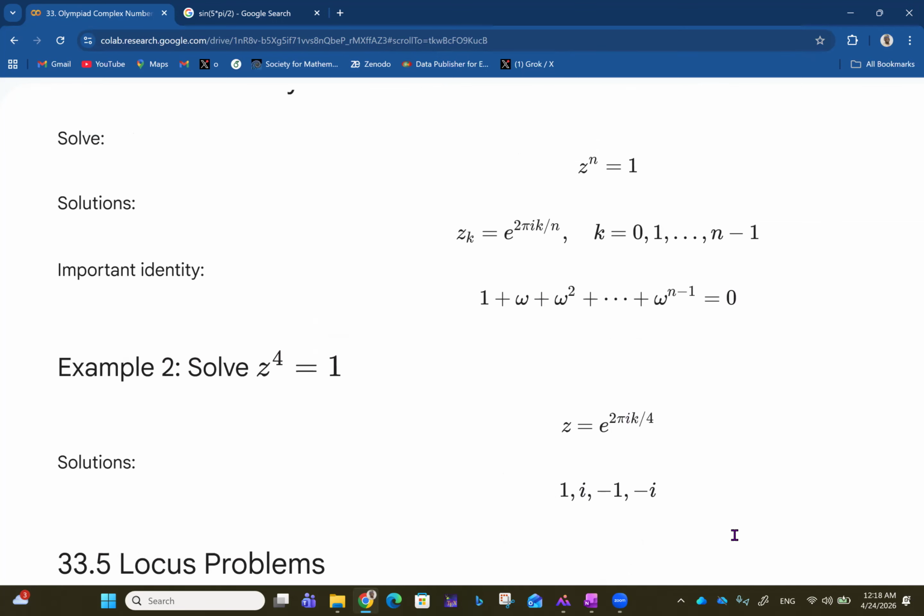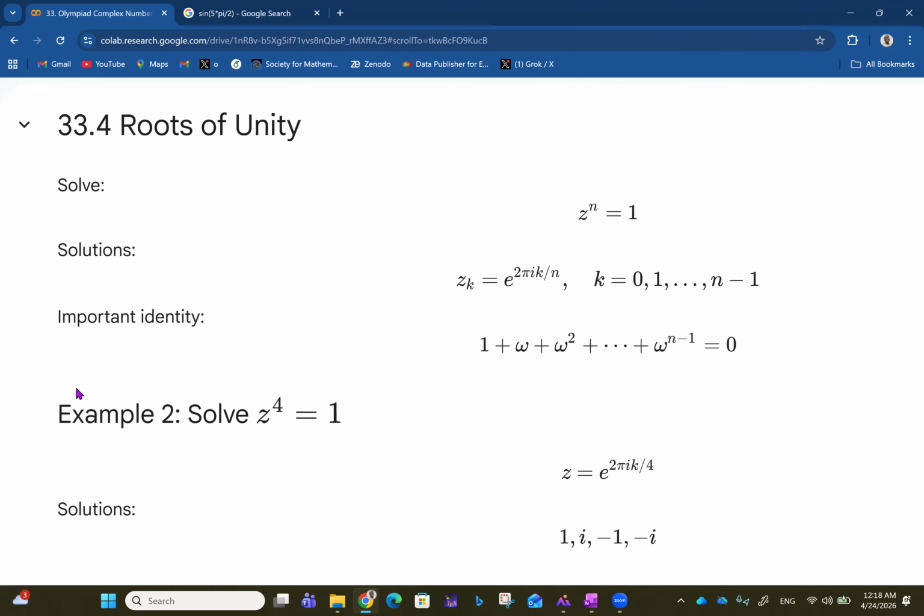Let's take a practical example of that. If you have to solve z^4 = 1, for instance, just use this formula. Our z is e^(2 pi i k / 4). As you begin to vary the k's now, if k is 0, we have e raised to power 0, since 2 pi i times 0 over 4 is 0. So e to the power 0 is 1. Then if k is 1, you have e^(2 pi i / 4), and that will be i.